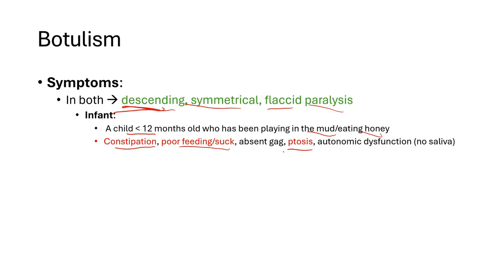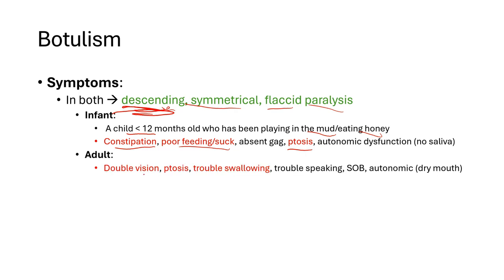perhaps, ptosis. You might see autonomic dysfunction. You might see a wobbly or bobbly head as well. These are all indications of potentially botulism. But again, look for that descending paralysis from the head downwards.